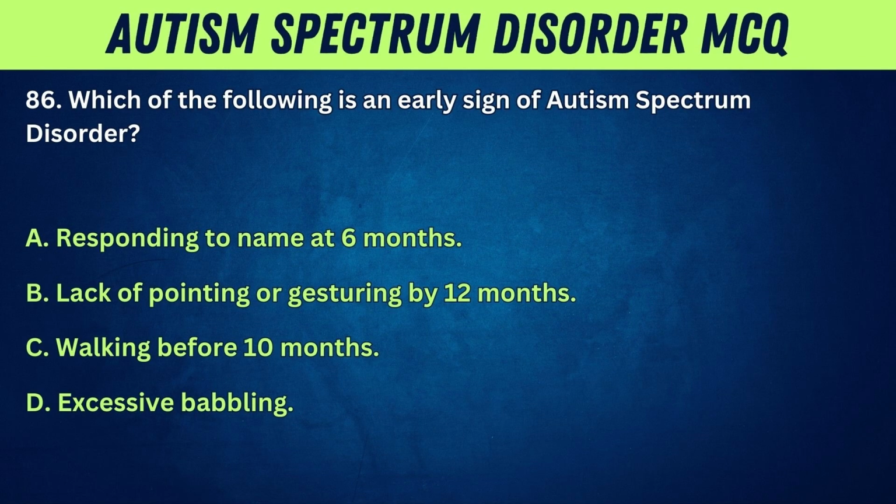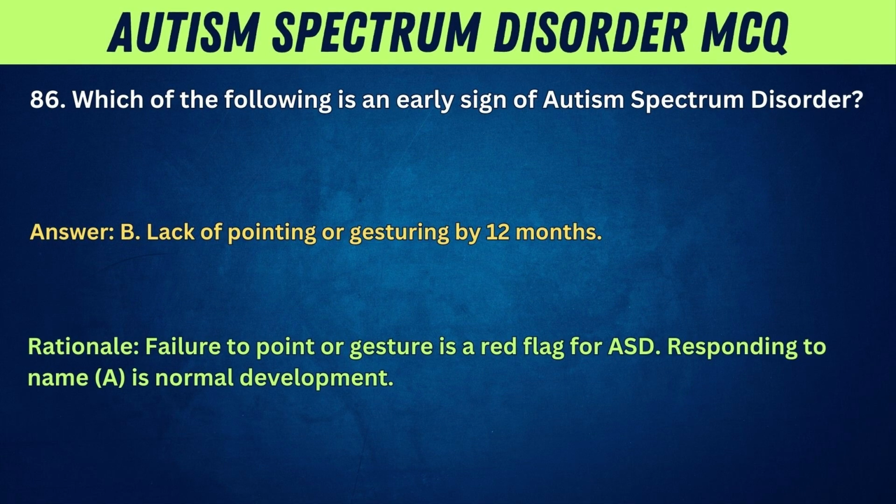86. Which of the following is an early sign of autism spectrum disorder? A. Responding to name at 6 months. B. Lack of pointing or gesturing by 12 months. C. Walking before 10 months. D. Excessive babbling. Answer. B. Lack of pointing or gesturing by 12 months. Rationale. Failure to point or gesture is a red flag for ASD. Responding to name, A, is normal development.